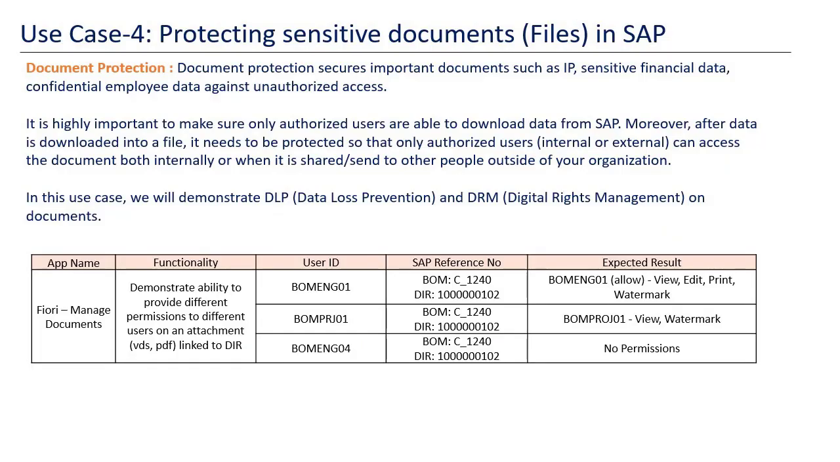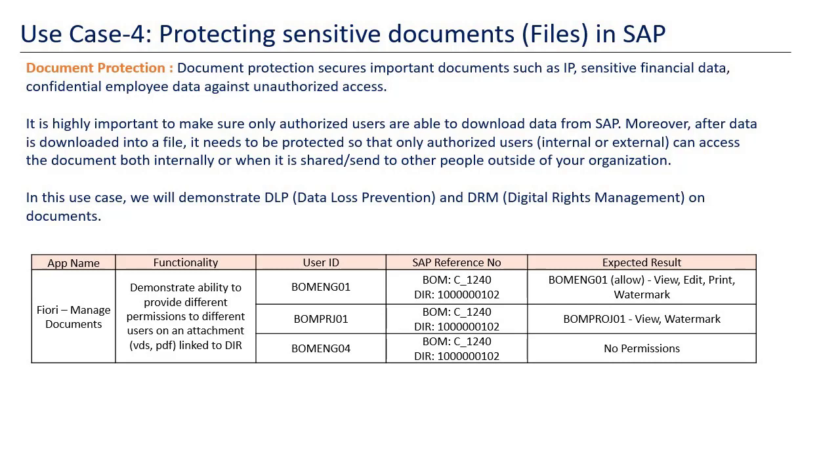In this demo, we are going to demonstrate the following. At the time of downloading a document or an attachment from SAP, the file will be protected based on the policy. And also based on the policy, there will be different permissions or rights assigned to different users based on their attributes. To demonstrate this, we will be downloading a file from SAP. Then we will check that the file is protected with different rights for different users.